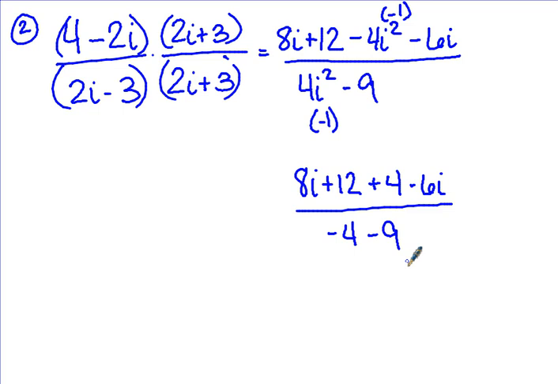And then we just combine like terms. 8i minus 6i is 2i. 12 and 4 is 16. I'm going to put that in the front so that we are keeping it in standard form. And then negative 4 plus negative 9 gives me negative 13. And that is the final answer since nothing can be simplified.